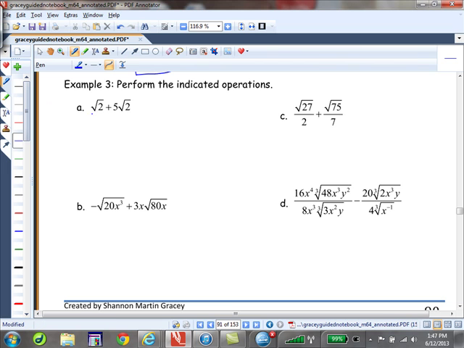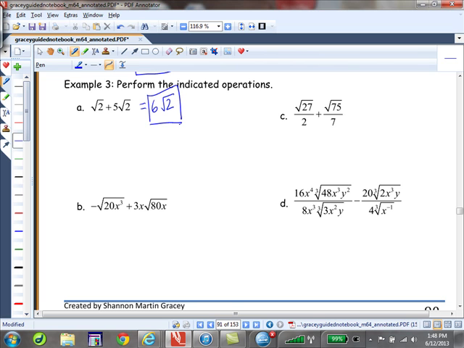Just kind of a reminder, this is just like 1 root 2 plus 5 root 2's. So the radicand is 2 on each of these, and the index is 2 because it's a square root. So we can combine them. This will be 1 plus 5 is 6 times the square root of 2. And I'm done. That one was a short one.